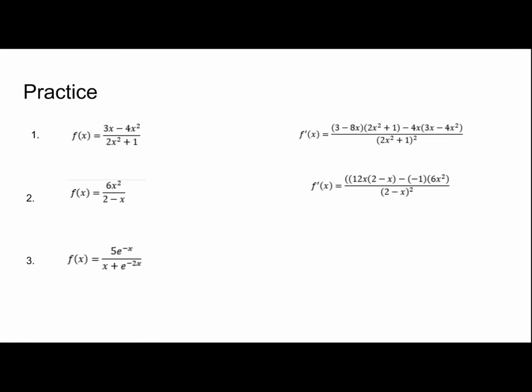Question 3, we have f of x equals 5 e to the power of negative x over x plus e to the power of negative 2x. Our answer is negative 5 e to the power of negative x times (x plus e to the power of negative 2x), minus 5 e to the power of negative x, bracket 1 minus half e to the power of negative 2x, divided by (x plus e to the power of negative 2x) squared.